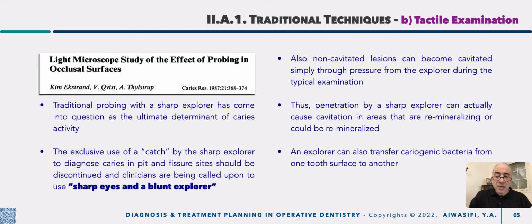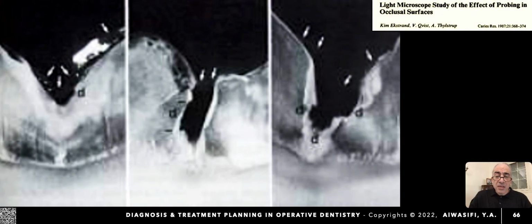And this light microscopic study, just a light microscope, shows this damage. The case on the left, A, is just a fissure. Once you are exploring it with a sharp explorer, you could note the damage, how it comes to your enamel. And in another case, if you move it laterally, the damage extended to the lateral wall. This is just a light microscope study.